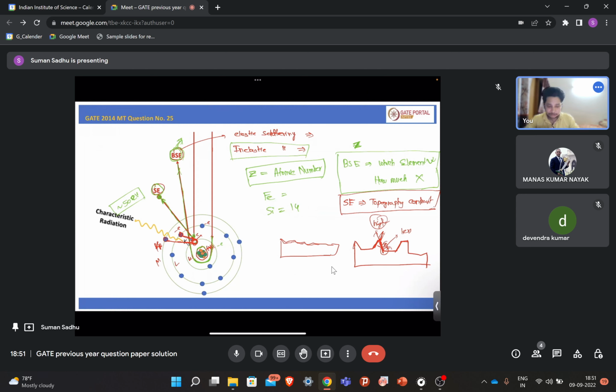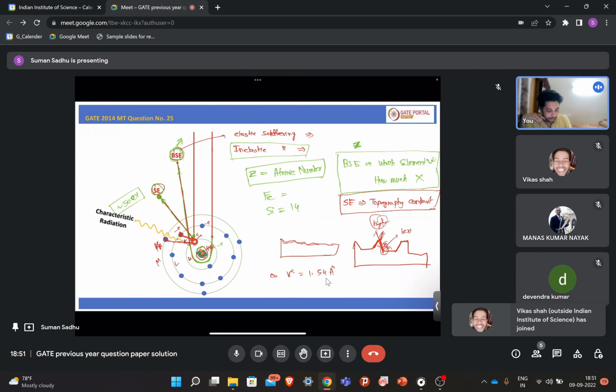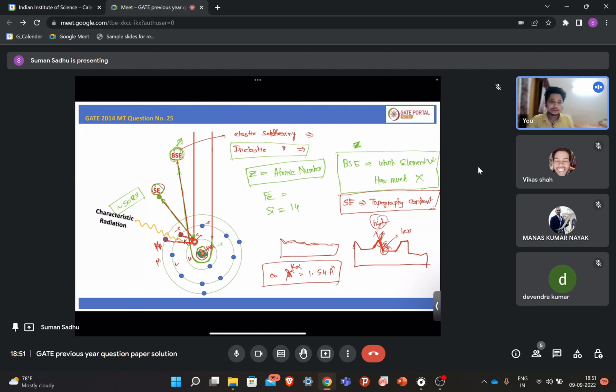So this radiation is unique. The wavelength of this radiation is unique for different elements. There is a particular value for copper. Let's say copper K alpha is 1.54 angstrom. For others also there is a lambda K alpha, which has a unique value for each element. As an example, for copper it is 1.54. You can also search for the other elements, and you will find a unique value. So in this technique, using that characteristic radiation, you can identify which element is present.